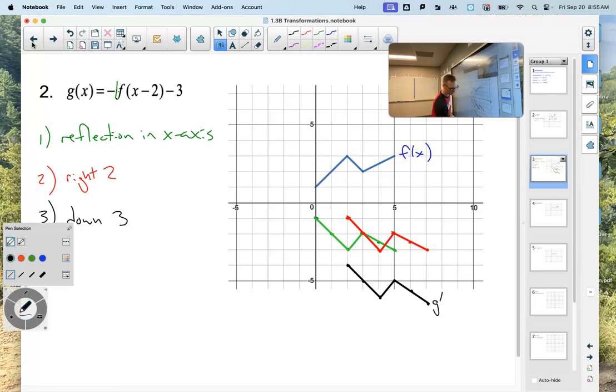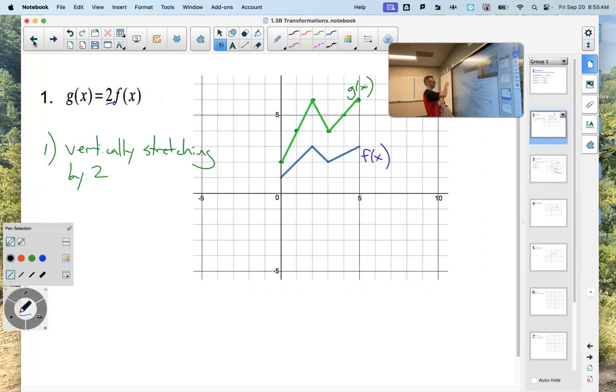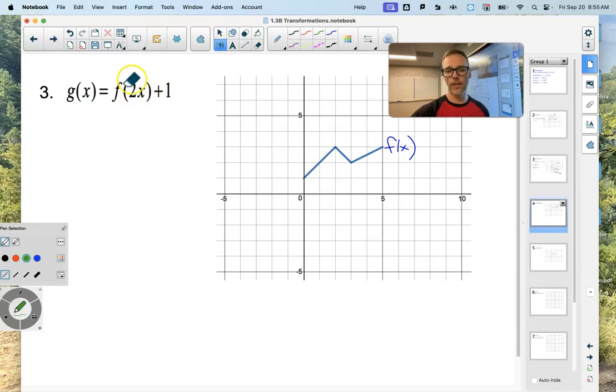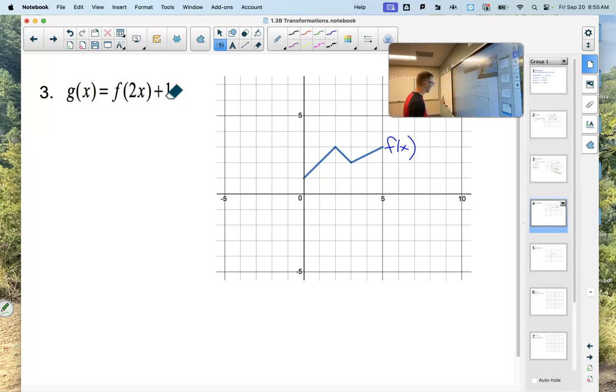Our final graph, g of x, is that one. I guess I labeled that one. All right, so f's in blue. Now, let's look at the transformations. I see this times 2 right here. I see a +1 there. Multiply first. Okay, so we're multiplying first. But it's inside with the x's, so it works in reverse. So we don't multiply the x's by 2, we multiply the x's by 1/2.